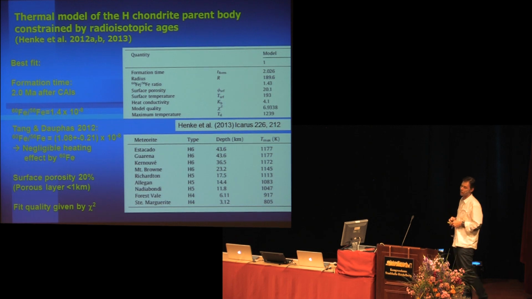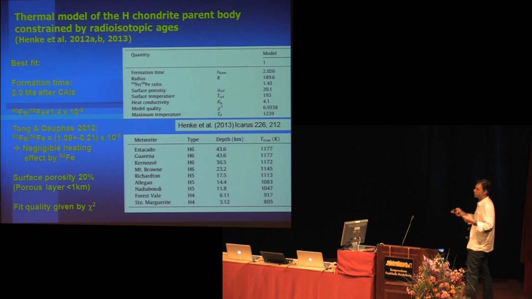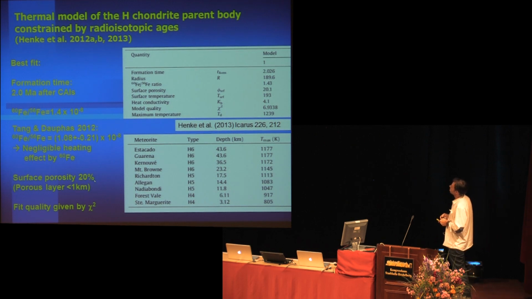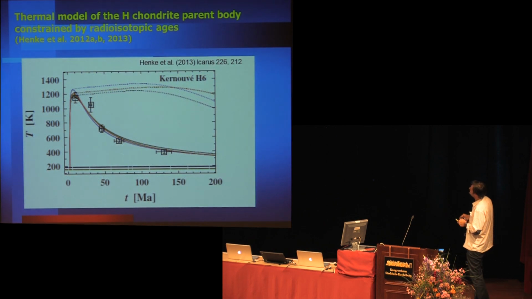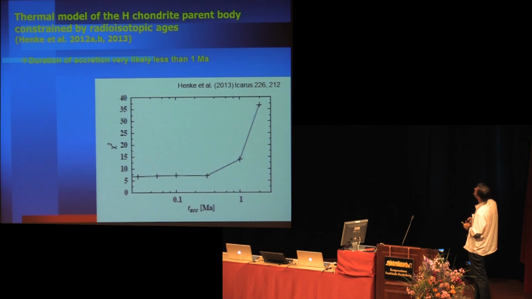So this would imply, on the other hand, that the heating effect by iron-60 was almost negligible. The surface porosity was substantial, but rather on the order of 20% or 30% than 80%. And all the planetesimals have, in the end, a porous layer outside. Okay, so this is just one example for one meteorite for the radiochronometric data and how the different model curves fit, or for different good fits of these data.